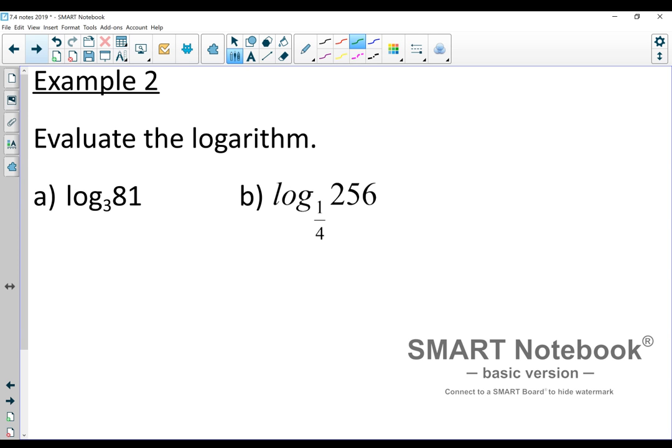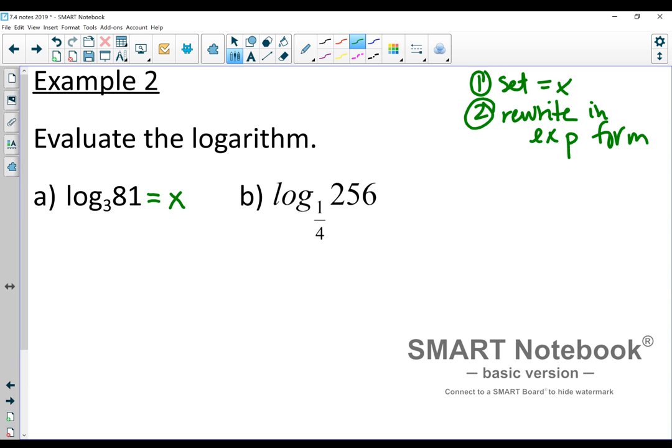So now we're going to practice evaluating. To evaluate, we're going to make the log equal to x, and we're going to rewrite in exponential form. So first, we set it equal to x. Second, we rewrite in exponential form. So let's go ahead and do those 2 steps. So we made it equal to x. Exponential form would be 3 to the x power equals 81. And now we're going to rewrite so that both sides have the same base. So I'm going to write: get same base on both sides.